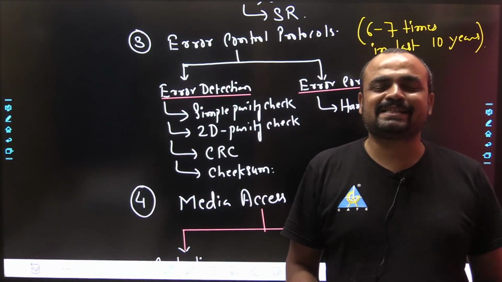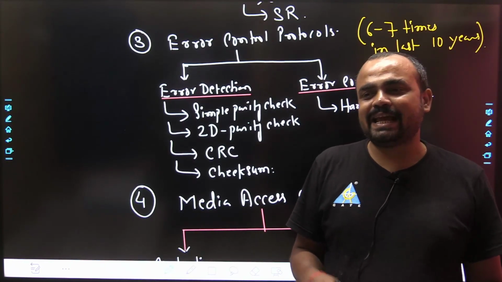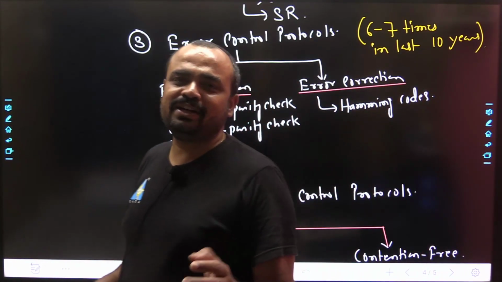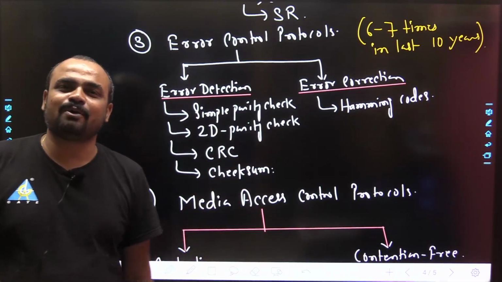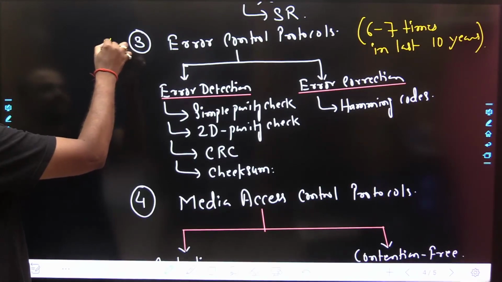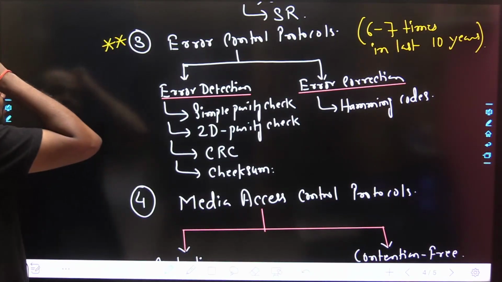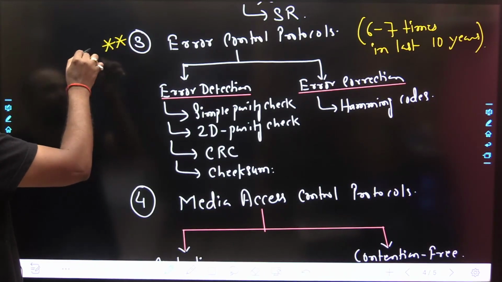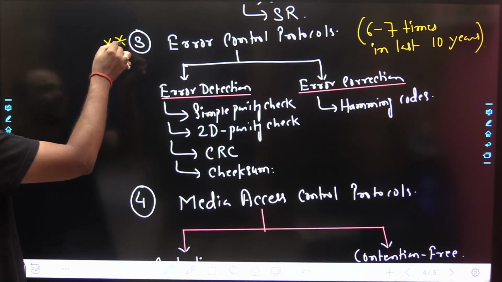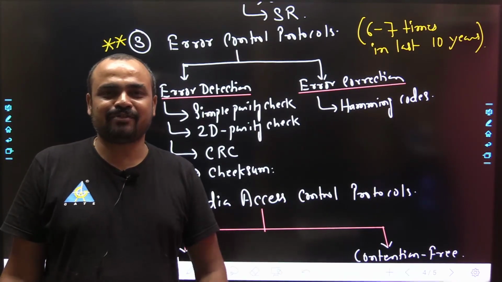Almost the weightage is 60 to 70%. 60 to 70% means every after 1 year the question will be asked from this particular topic. Okay, so you can just mark it double star, or like double star and half star. You can say yes or no, double star and half star.